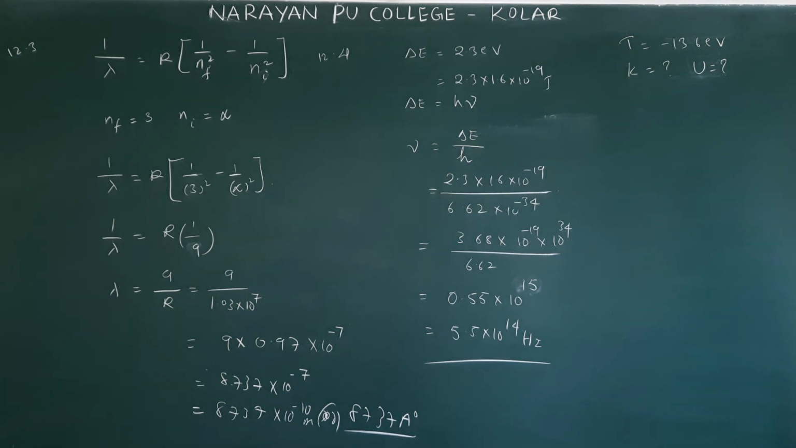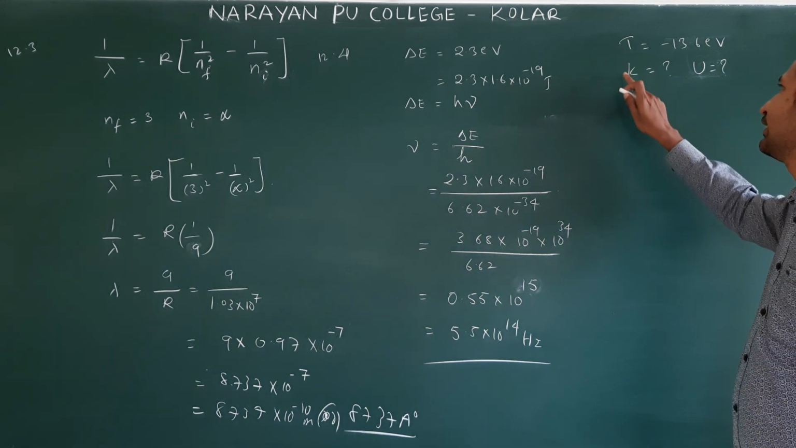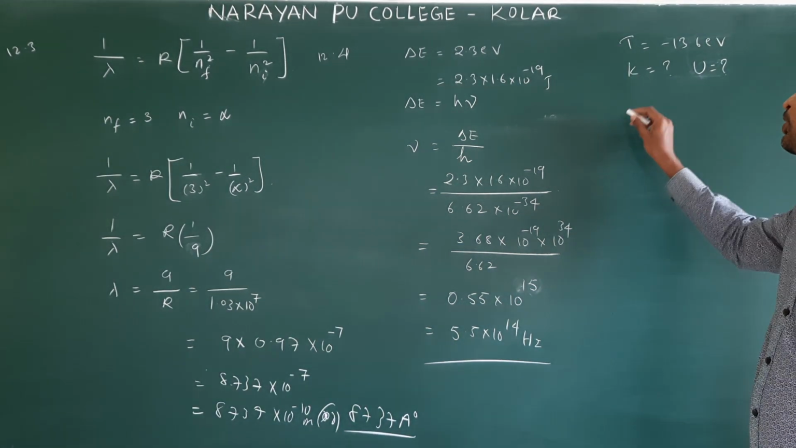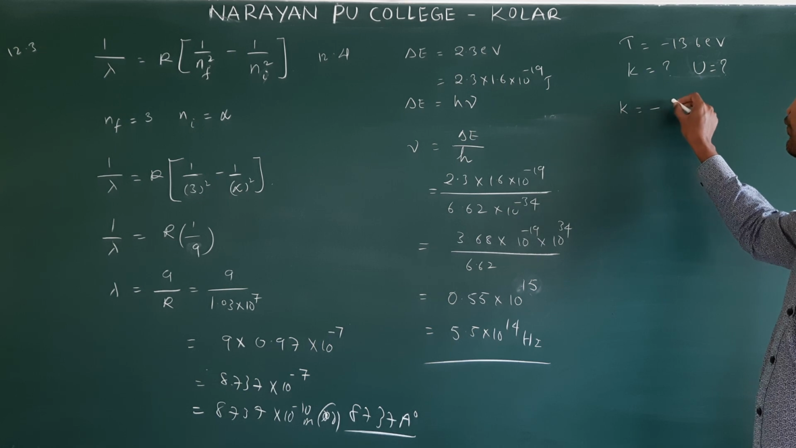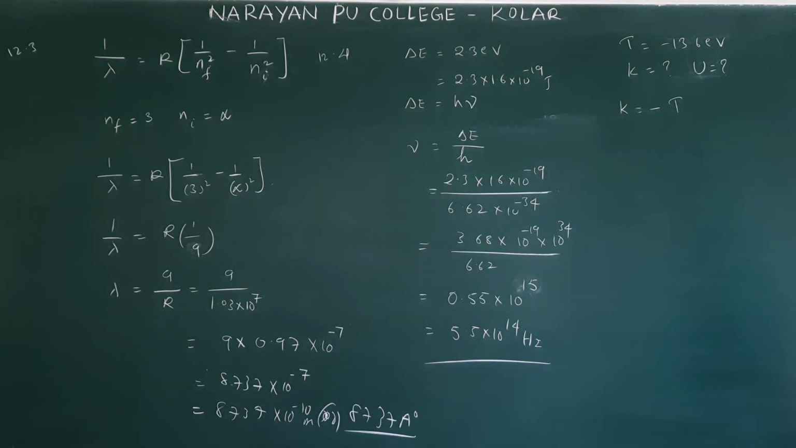Already I explained in the derivation, after the derivation of total energy, the relation between kinetic energy, potential energy, and total energy. So how do we write? Kinetic energy is minus of total energy, because the kinetic energy magnitude is the same, but the total energy value is negative. Kinetic energy is positive. So kinetic energy is negative of total energy. Clear?